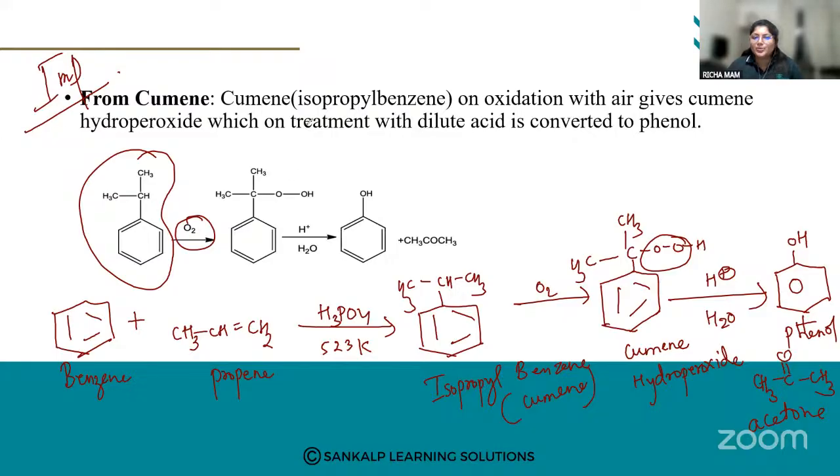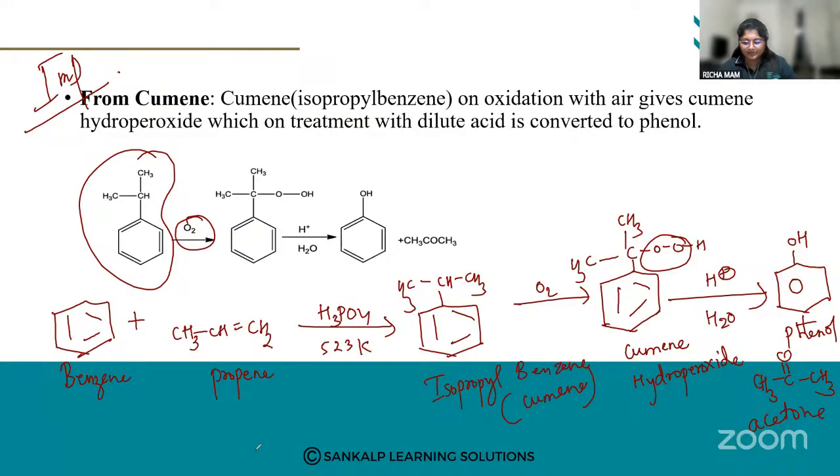Okay. So from cumene, very, very important. How to prepare cumene? Benzene, you react it with propene in the presence of H3PO4 at 523 Kelvin, and you get isopropyl benzene. This isopropyl benzene, I'm going to oxidise in the presence of air to get cumene hydroperoxide. This cumene hydroperoxide, I'm going to do acid hydrolysis to give you phenol and acetone. This is the preparation of phenol. The byproduct is very important: phenol and acetone, you have to write it as a byproduct.